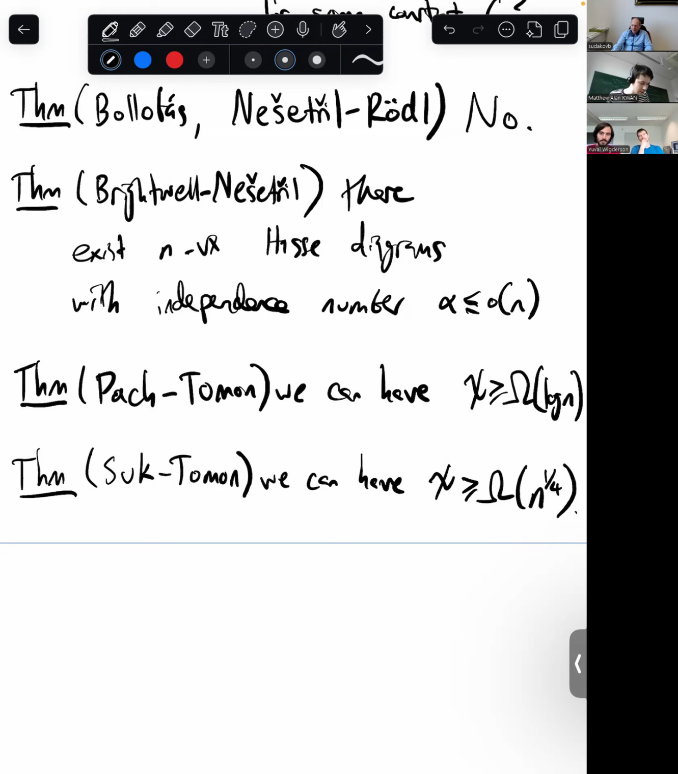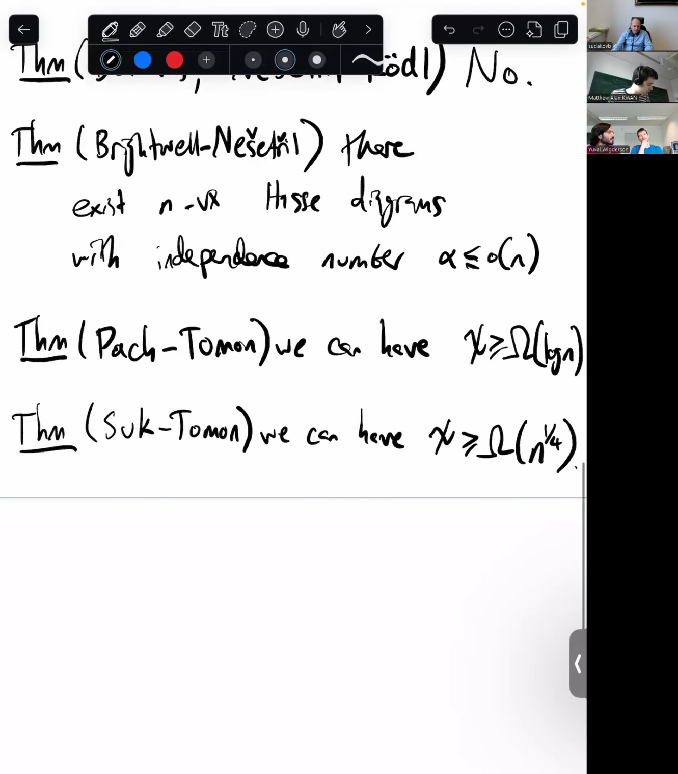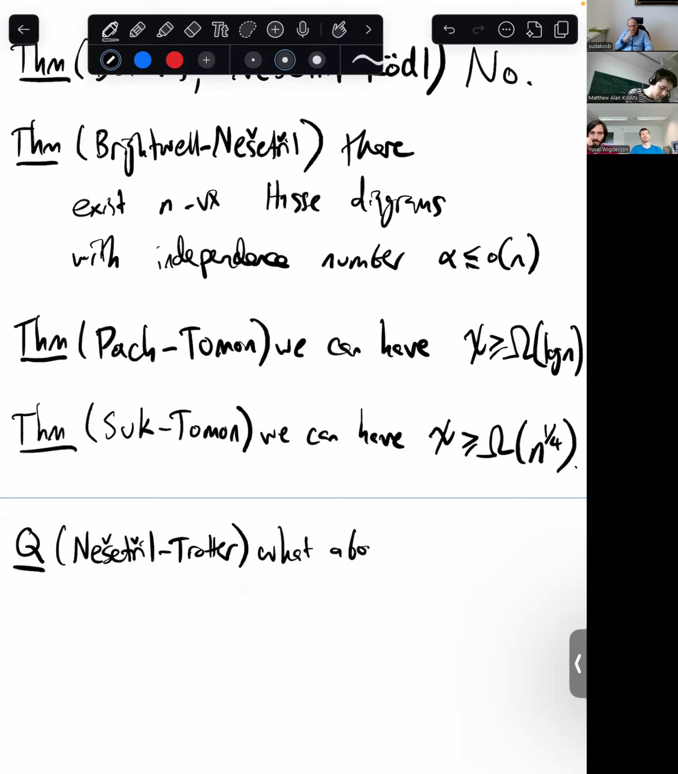Nice. Okay. Anyway, the direction that I really want to talk about today is similar types of questions, but under a bound on the dimension of the poset. This type of question was apparently first asked by Nešetřil and Trotter. Exactly these types of questions: what about Hasse diagrams of low-dimensional posets?